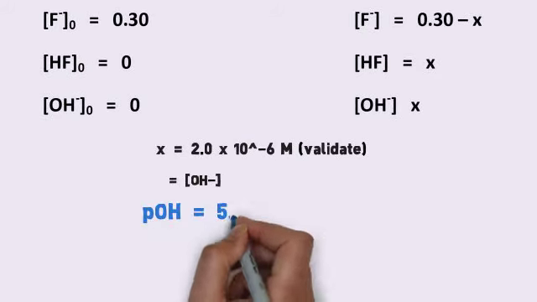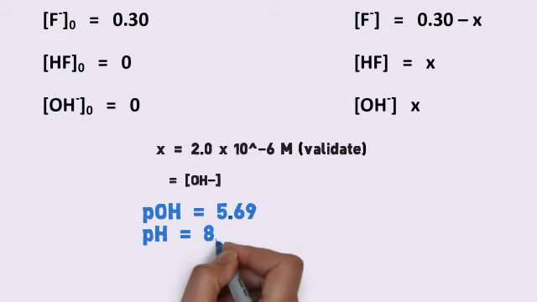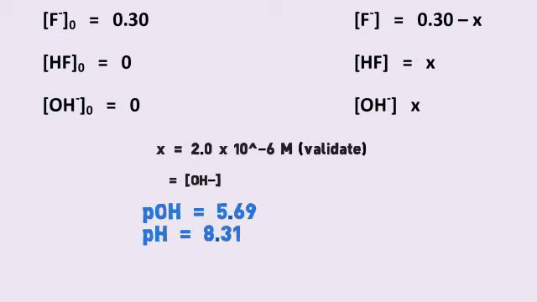So pOH is equal to 5.69. You can easily solve for pH. You can always do 14 minus pOH equals pH.